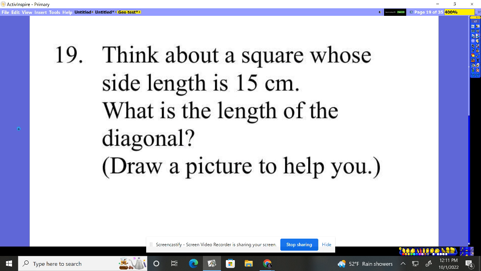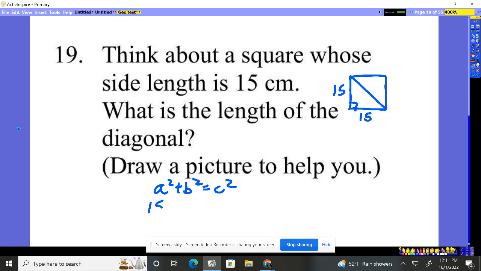19, think about a square whose side length is 15. What is the length of the diagonal? So I'm going to draw it right here. I got a square whose sides are 15. What is the length of that diagonal? Just a right triangle here. So I'm going to use the Pythagorean theorem, which is a squared plus b squared equals c squared.